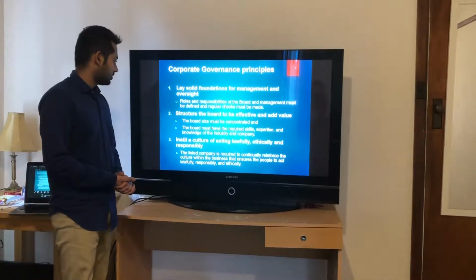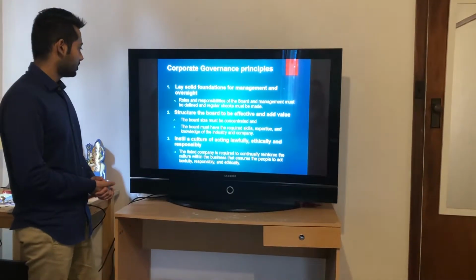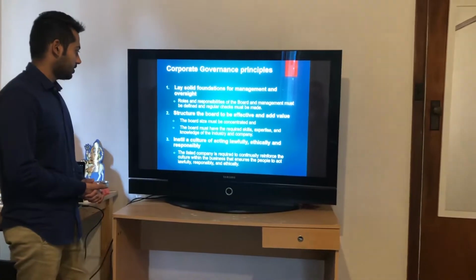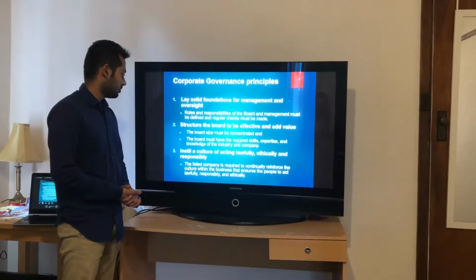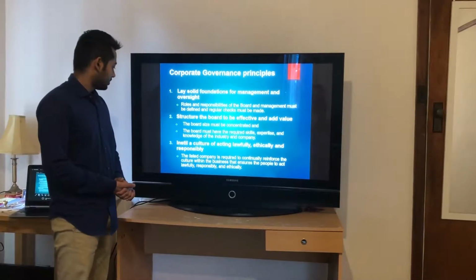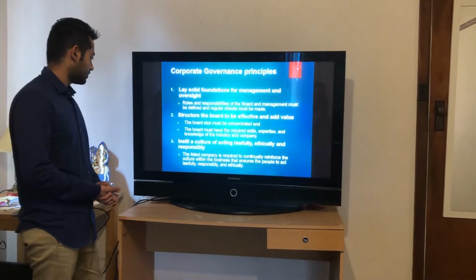Second principle is about structuring the board to be effective and add value, in which the board size must be concentrated and the board must have the required skill, expertise and knowledge of the industry and company. Third principle is instilling a culture of acting lawfully, ethically and responsibly.